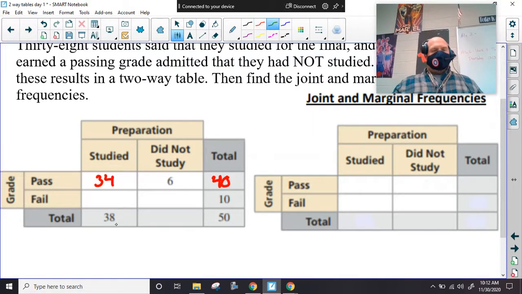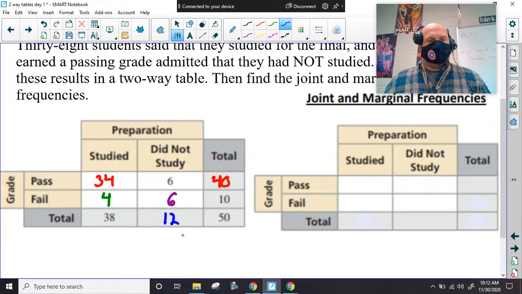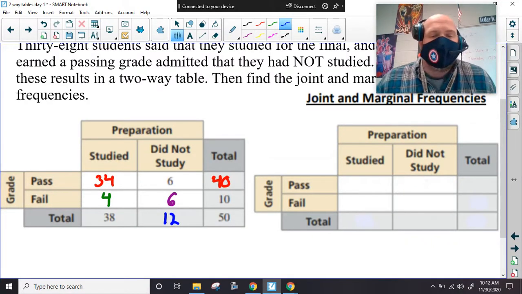All right, we could easily answer this one now. Well, if 38 studied and 34 of them passed, that means 4 of them failed that studied. Okay. That gives us this number. Well, 10 minus 4 would be 6. And this one is 12. Okay.